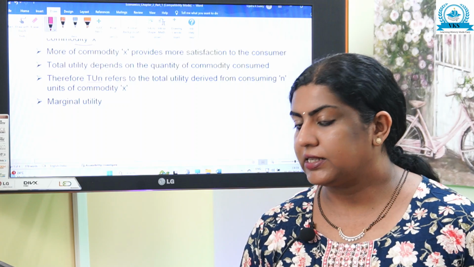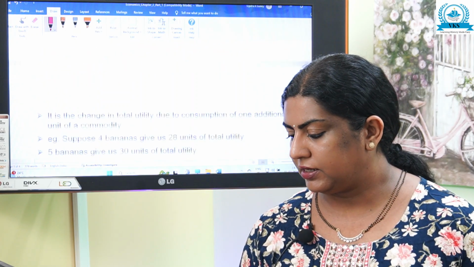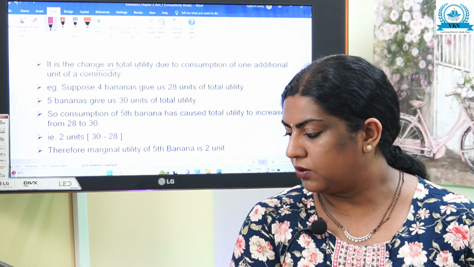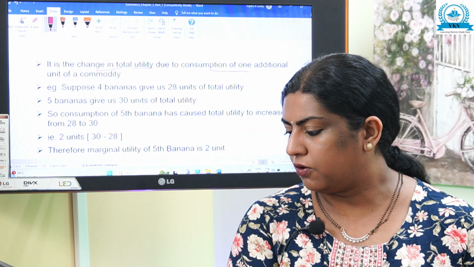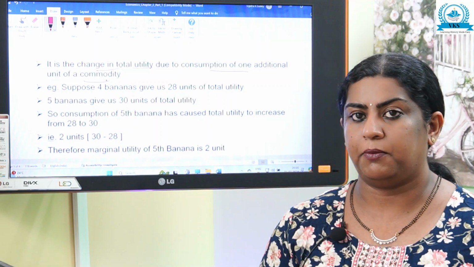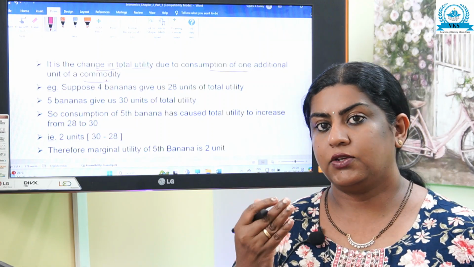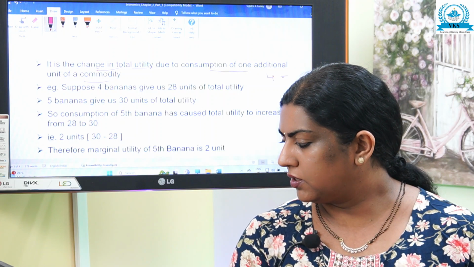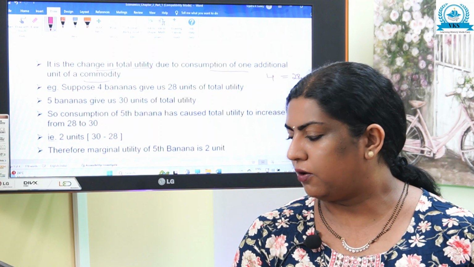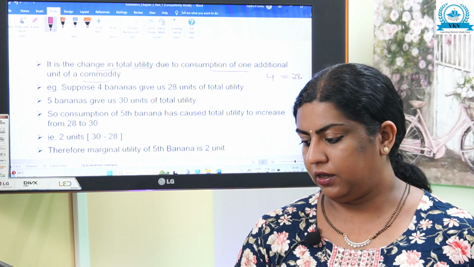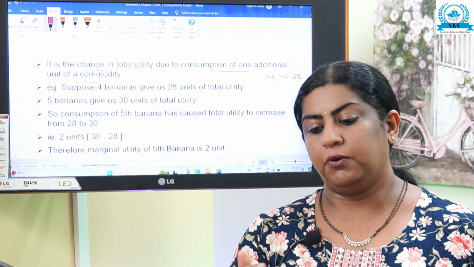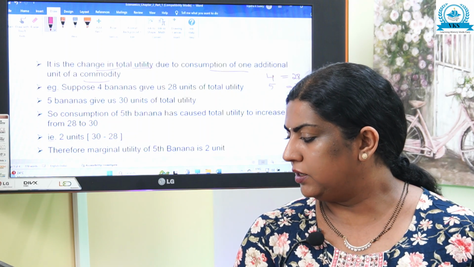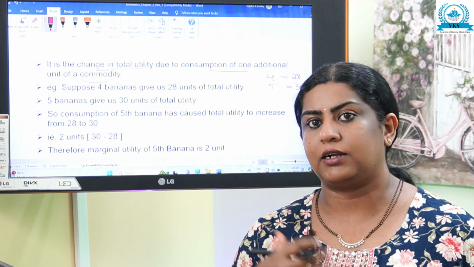Okay, now what is marginal utility? So let us see what is marginal utility. It is the change in total utility due to the consumption of one additional unit of commodity. So it is the change in total utility. Suppose I had 4 bananas which gave 28 units of total utility. Okay. Now again I am eating one more banana. So when I eat the 5th banana, I get 30 units of total utility, 30 units of satisfaction.